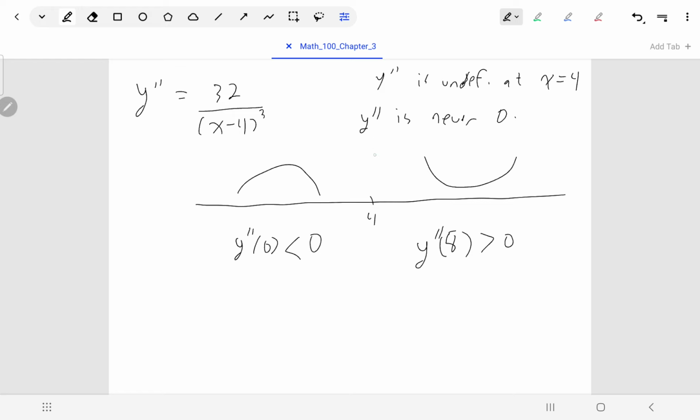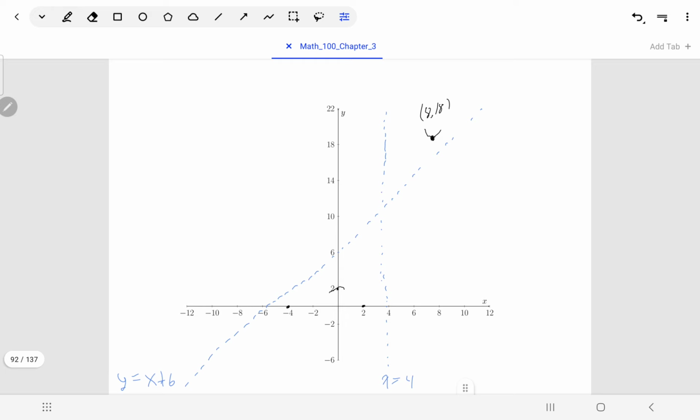So no actual points of inflection. 4 is not a point of inflection because 4 is the location of an asymptote. So even though we're changing concavity, it's not a point of inflection. So I was right when I thought I had enough information to graph everything.